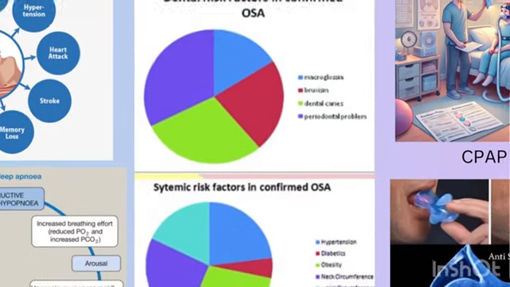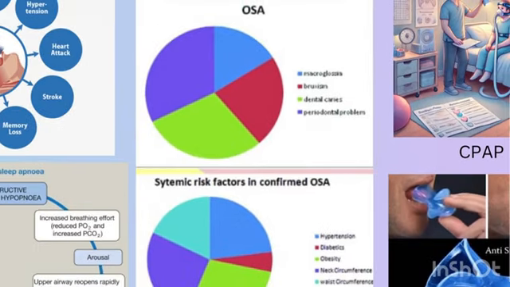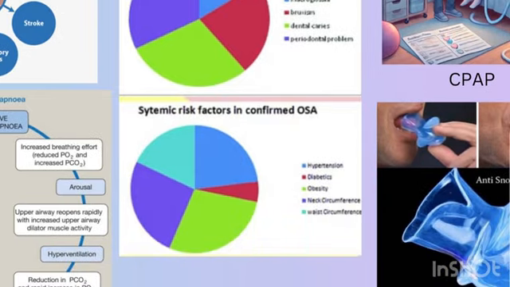Let's see the dental risk factors in obstructive sleep apnea: macroglossia, bruxism, dental caries, periodontal problems. Let's see the systemic risk factors in OSA: hypertension, diabetes, obesity, neck circumference and waist circumference.